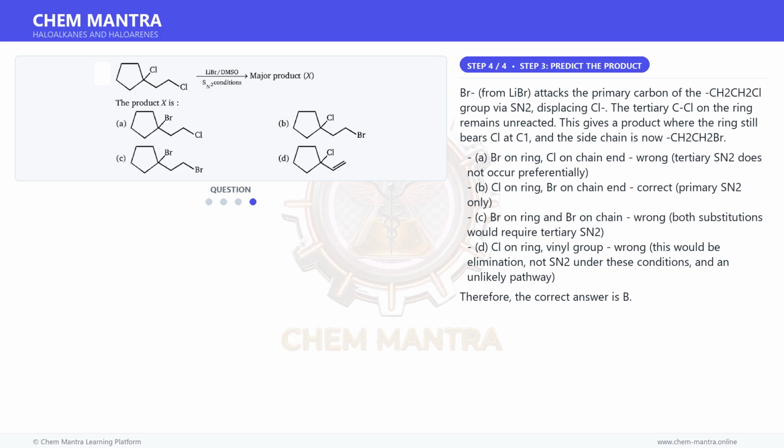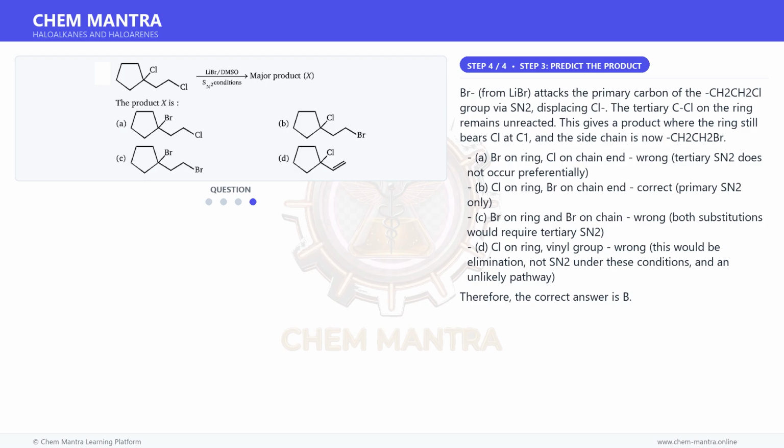And for the final step, Br⁻ from LiBr attacks the primary carbon of the CH2CH2Cl group via SN2, displacing Cl⁻. The tertiary C–Cl on the ring remains unreacted. This gives a product where the ring still bears Cl at C1 and the side chain is now CH2CH2Br. A, Br on ring, Cl on chain end: wrong, tertiary SN2 does not occur preferentially.